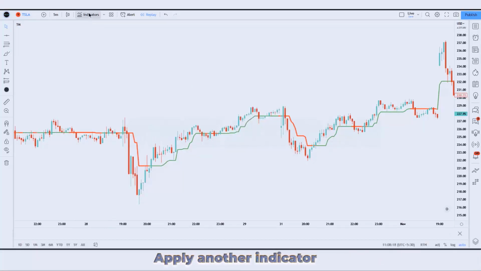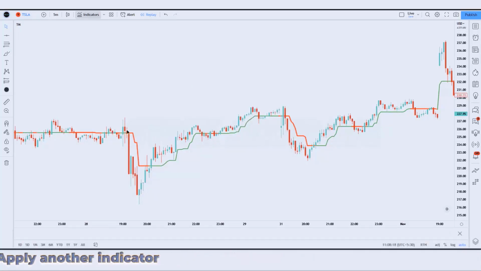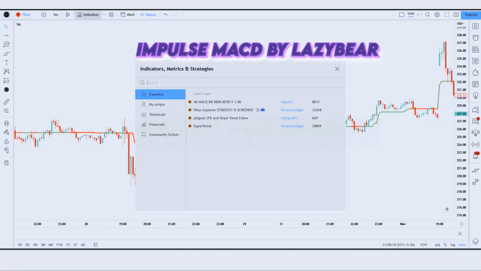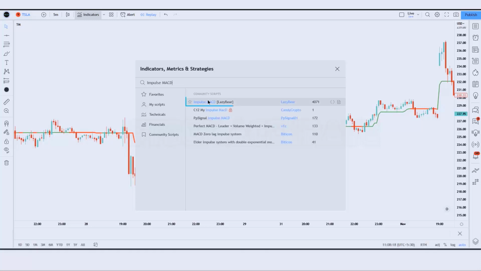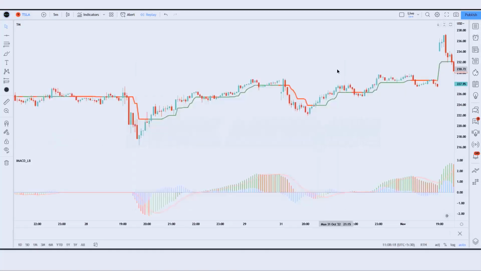After that we have to apply another indicator on the chart. We will search Impulse MACD by LazyBear in the search box of TradingView. After that we have to click on the Impulse MACD by LazyBear option, in which we have to change some settings.